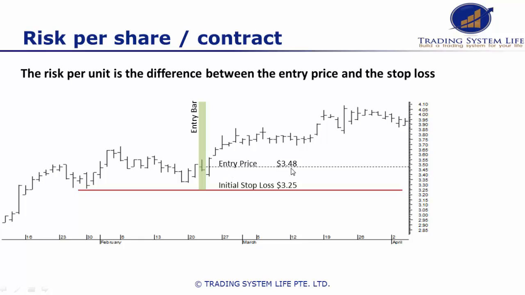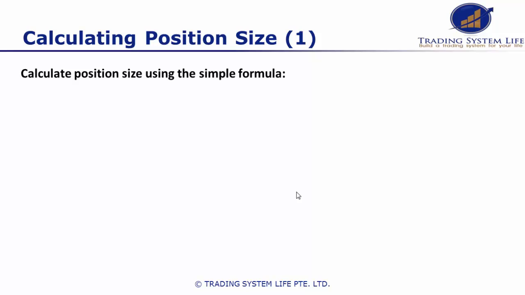So we've got an entry price of $3.48 and we've got an initial stop loss on this share of $3.25. That gives us a total risk per share of 23 cents. So if we're wrong on this trade and we have one share, our loss will be 23 cents. Our job now is to figure out how many shares we should buy given this risk per share of 23 cents and the size of our account.